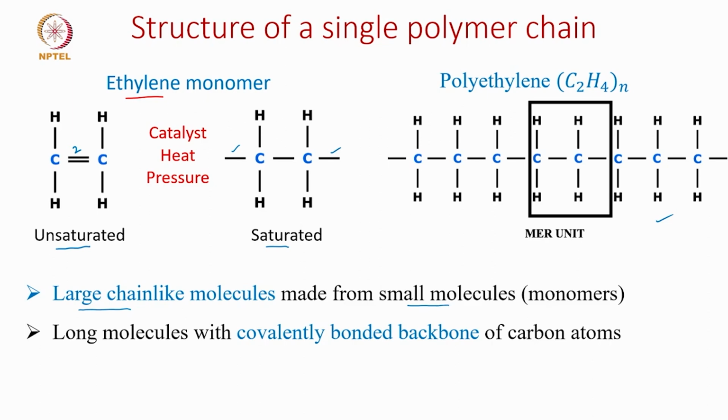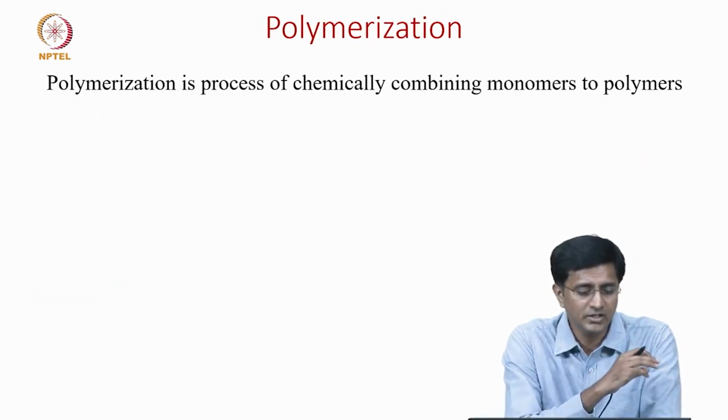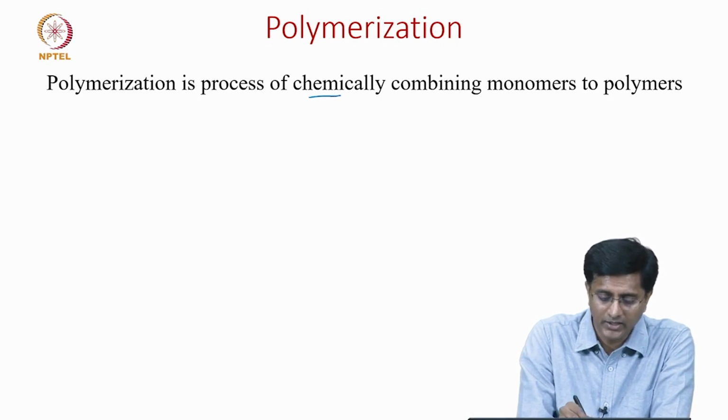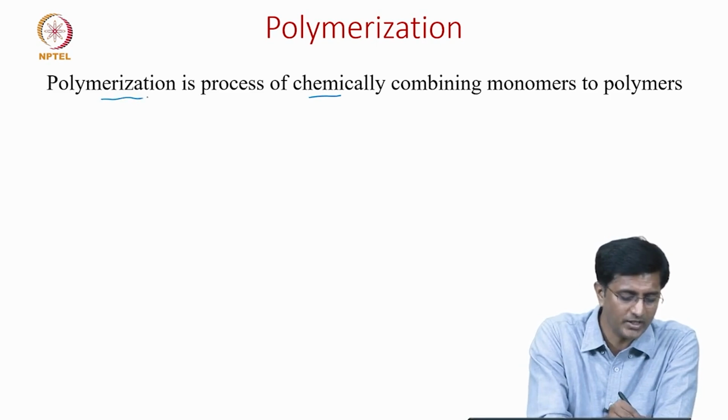Another aspect of these polymers is these are large molecules with a covalently bonded backbone of carbon atoms. If you look here, there is a carbon atom, there is a carbon-carbon bond. All of these are the backbone which gives the strength to the polymer, because the bond between carbon and carbon is a covalent bond, which is a primary or a strong bond. This gives the strength to the polymer chain. In the previous slide we have seen the process of chemically combining monomers to polymers. This process is called polymerization.